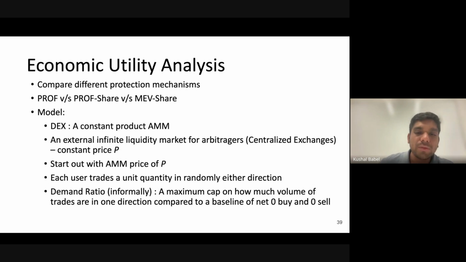It's from the finance literature. Demand ratio basically gives you a maximum cap on how much imbalance the trades have. So if you have equal buys and sells, the net demand is zero. But if you have too many buys or too many sells, then the demand is higher. If we cap the demand ratio, then you will see different characteristics of the utility for users in prof share and mev share. As the demand from the users is balanced, with positive buys and an equal amount of negative sells, there's more opportunity for organic backrunning, and users internalize their price movement more, and so prof and prof share benefit there.